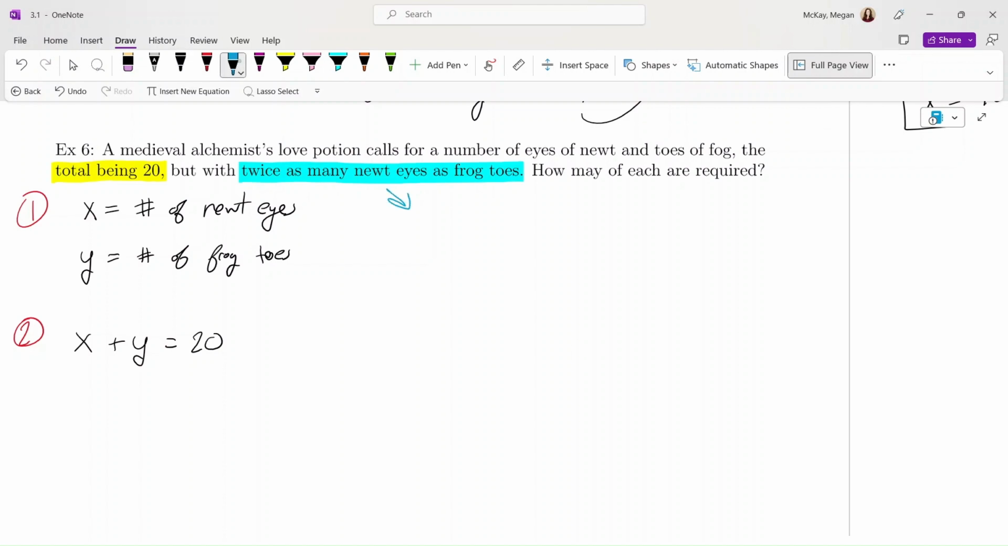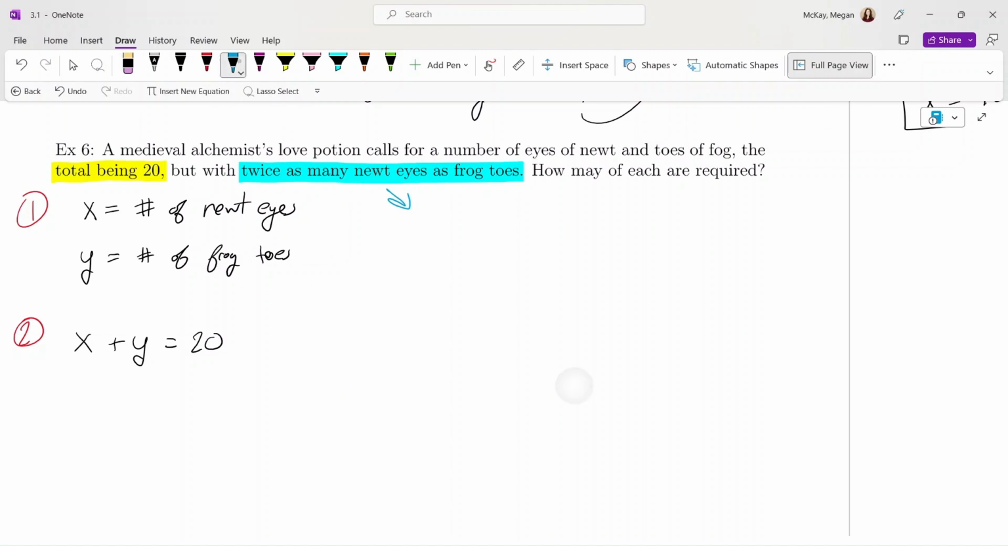Because at first when we see twice newt eyes, we might start thinking 2x. But let's see, is that true? Let's double check. So twice as many newt eyes as frog toes. We're going to write it out by using this verbiage here, that we've determined x is the number of newt eyes and y is the number of frog toes. We're going to use those statements.